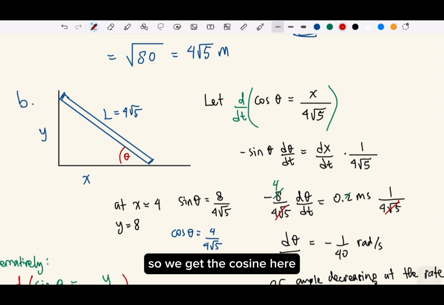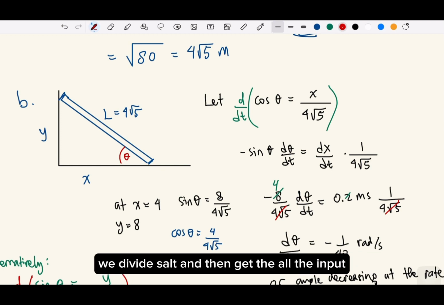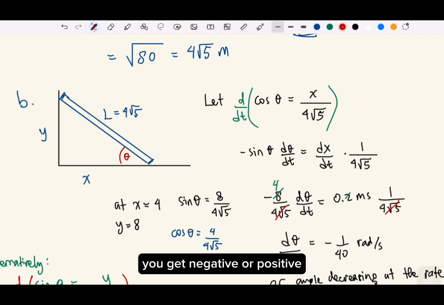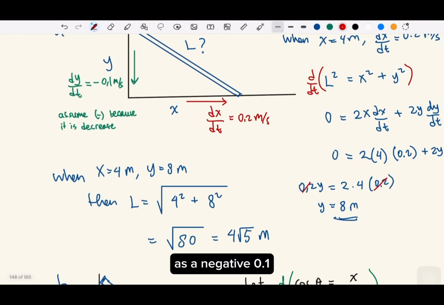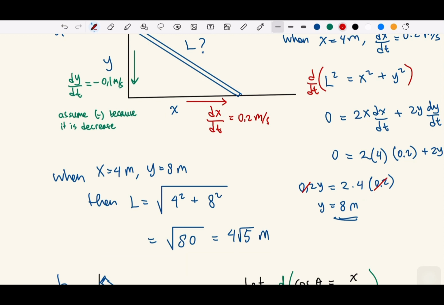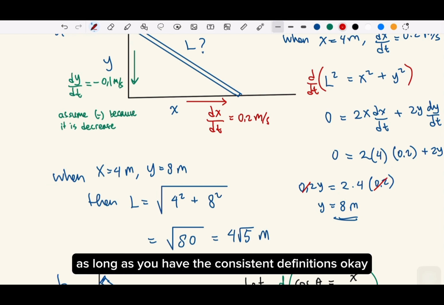So we get the cosine here, which is x over L, 4 square root of 5 over 5 square root of 5. We derive, solve, and then we get all the inputs. We get that this is going to be negative 1 over 40. You get negative or positive, it doesn't matter. I write negative because I assume the first part of it as a negative 0.1, because I assume that everything that is decreased in length will be negative. You can say it's positive, it's okay. The conclusion will be the same as long as you have consistent definitions.